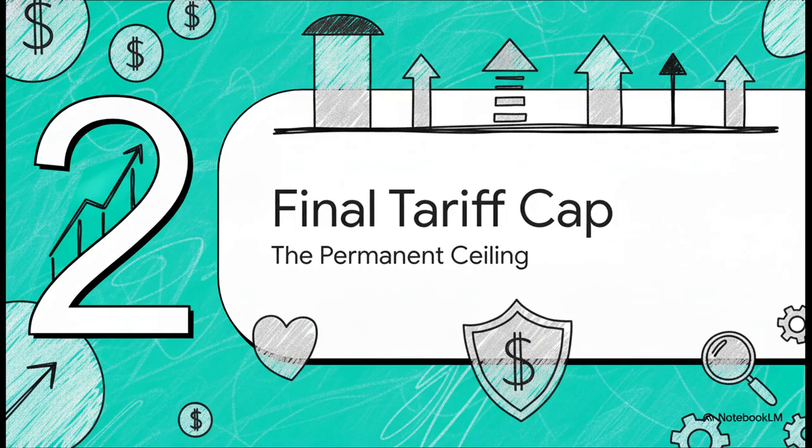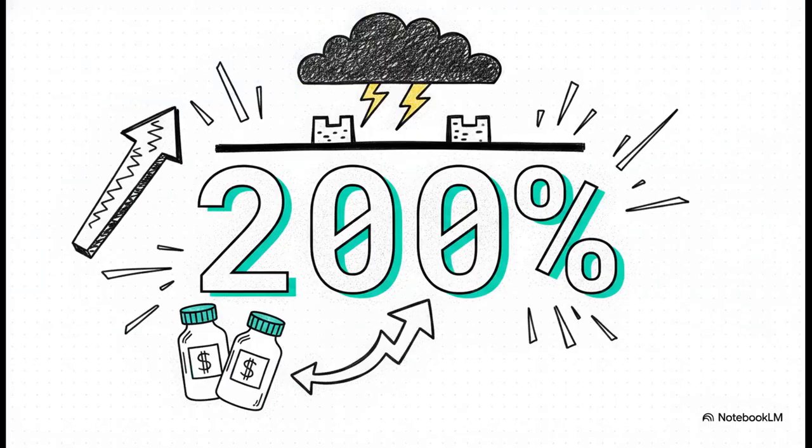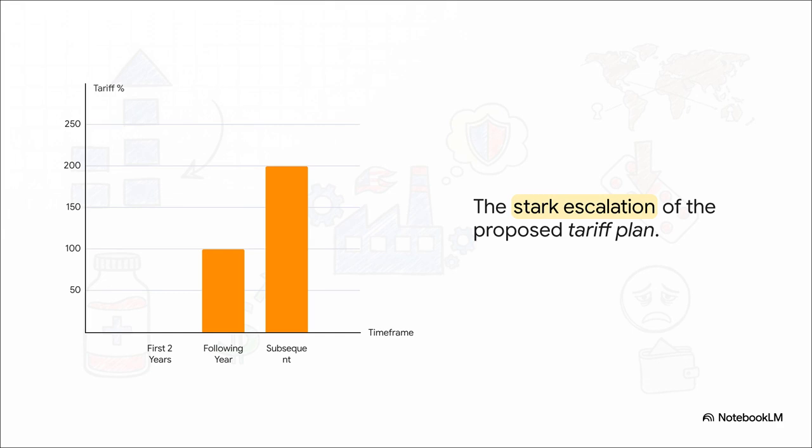Which brings us to Section 2, the final tariff cap. In year 4 and beyond, the tariff actually reaches its permanent ceiling at a massive 200%. To put that into perspective, this essentially means the duty placed on the generic drug is double the value of the drug itself. That is a huge leap. Jumping from 0 to 100 and capping out at 200%. There is absolutely no gradual slope or incremental hike here. It is a dramatic, tiered acceleration.